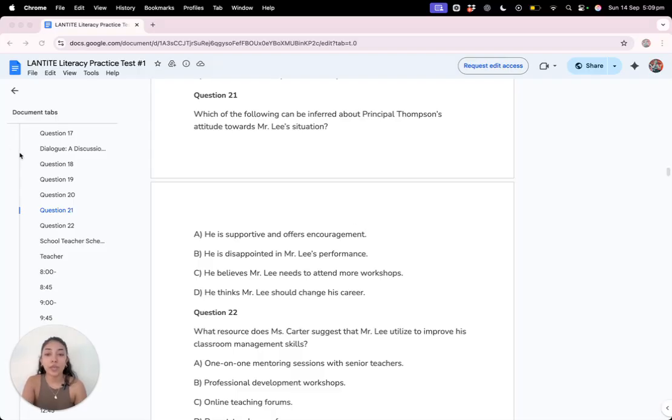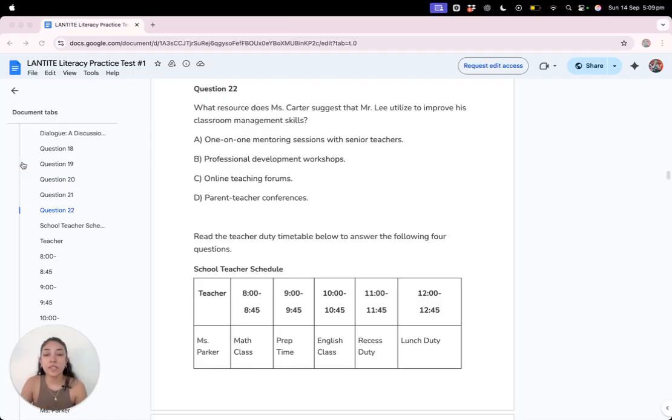Now we're looking at question 22. What resource does Ms. Carter suggest that Mr. Lee utilize to improve his classroom management skills? A, one-on-one mentoring sessions with senior teachers. B, professional development workshops. And C, online teaching forums. D, parent-teacher conferences. So again, based on the information that we read, it is answer B, professional development workshops. Ms. Carter suggests that Mr. Lee attend professional development workshops on classroom management and student engagement to gain fresh ideas.